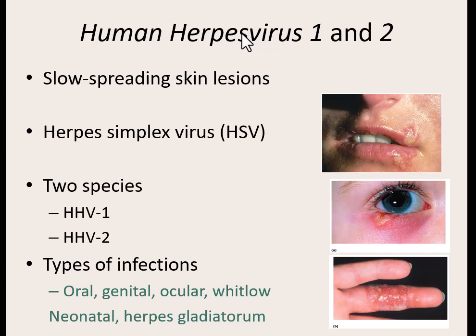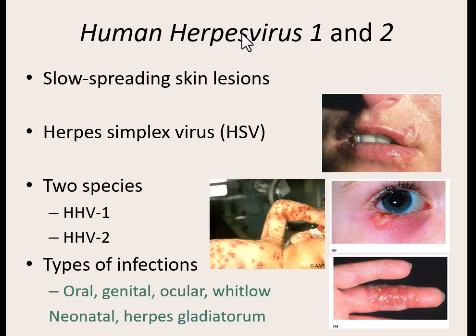A whitlow is an infection on the hand, usually on the fingers. So it's not uncommon that people that have cold sores all of a sudden develop these really painful looking lesions on their fingers. Neonatal herpes: if a female has herpes, she can pass it on to infants, and they can end up with skin lesions all over. And another one is herpes gladiatorum.